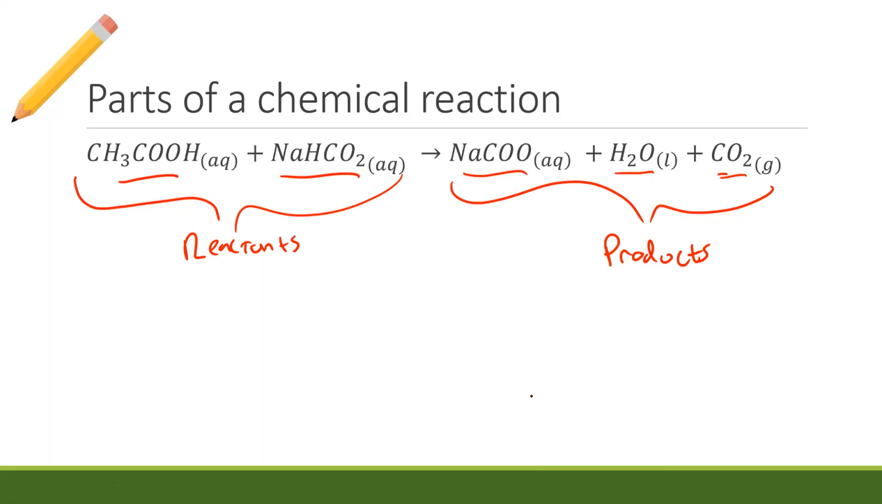Now, in a chemical reaction, we've got a couple of ways we can write them down. We can write them down as worded chemical reactions, or we can write them down as, in this case, symbol-based chemical reactions.